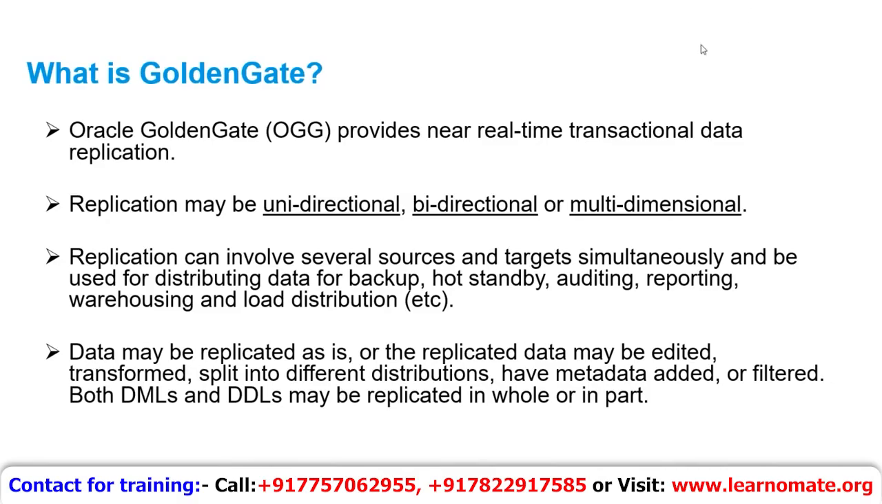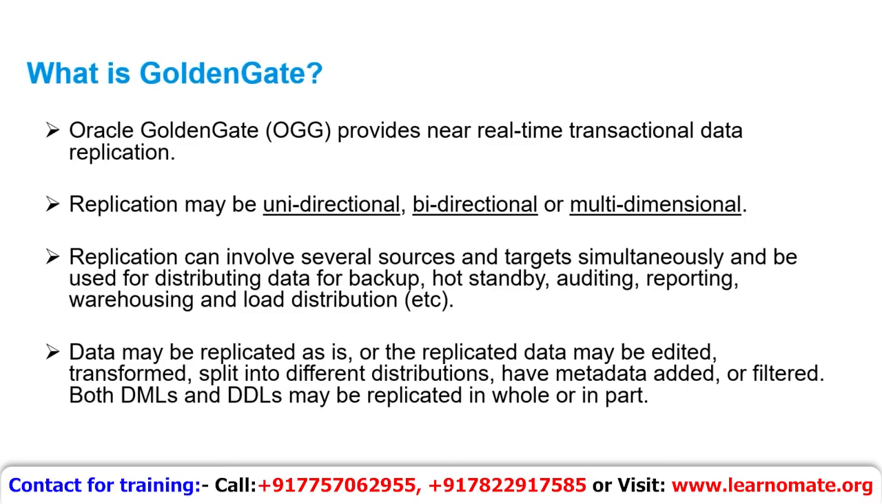Now, replication can involve several sources and targets simultaneously and be used for distributing data for backup, hot standby, auditing, reporting, warehousing, and load distribution. So, one of the major advantages with GoldenGate is it not only supports one-to-one replication, it also supports one-to-many or many-to-one architecture as well. Say, for example, you have a single source and you want to broadcast it to multiple sites. That will also work. Similarly, if you have multiple sources and you want to create a data mart, data warehouse, and want to replicate everything to a single target, that is also possible with Oracle GoldenGate.